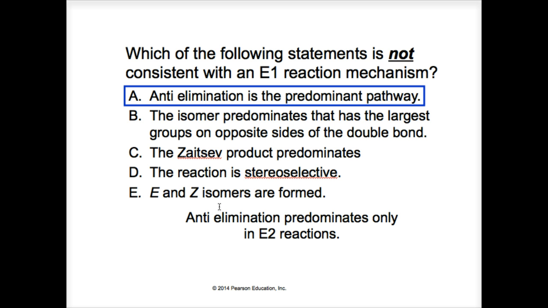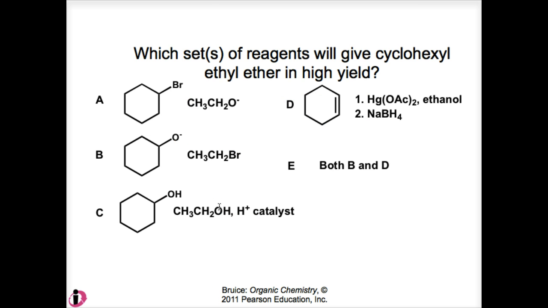E and Z isomers are formed. Yes, they occur because of the double bond in the product. So we know B, C, D, and E appear to be all correct. So A, anti-elimination is the predominant pathway. This is true for E2, but not for E1. Therefore, A is false and not consistent with E1.